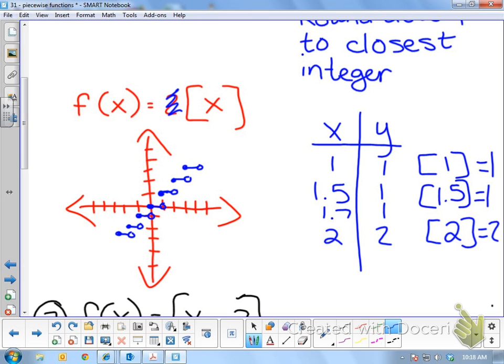So can you see why this would be called the step function? Yes. Looks like we've made a set of steps. Oh, wow. I think I see it. Looks like a set of steps.